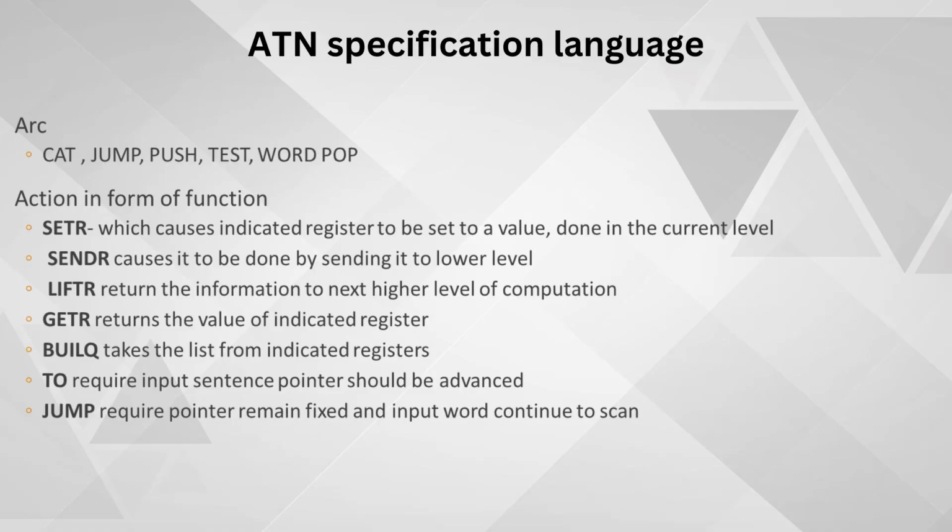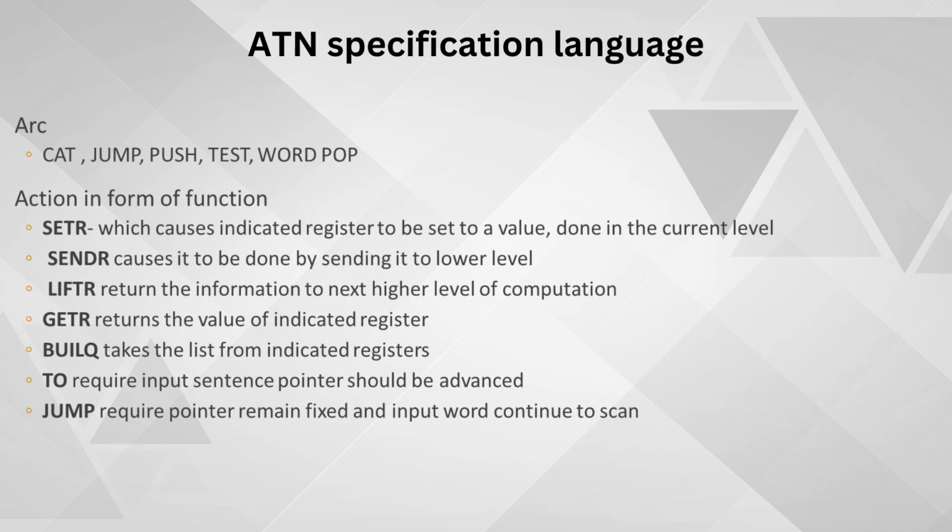So, in the ATN network, the ATN specification uses symbols on the arc: category test, cat; jump, that means simply to ignore that arc; push, that means it is a call to another network; test, which means there is a test on the arc; or pop, that means coming out of the network.